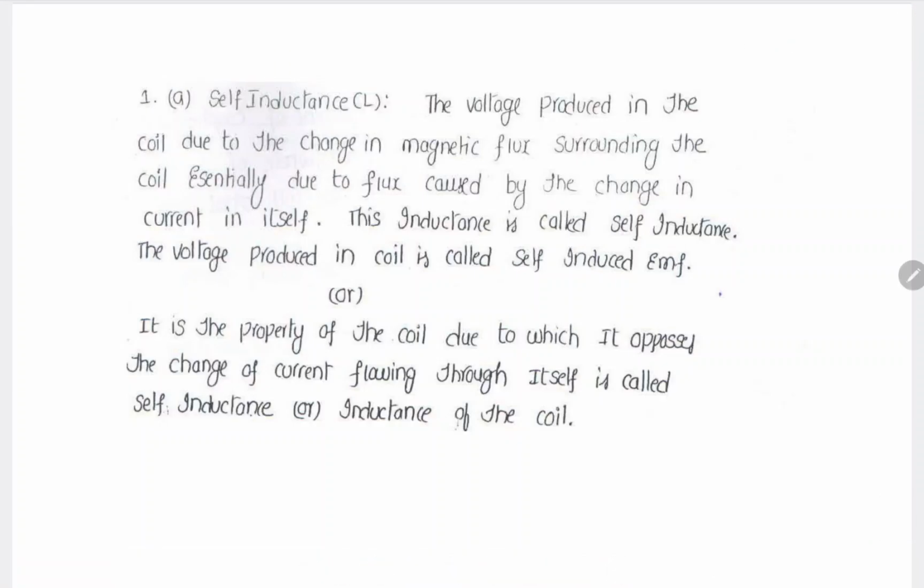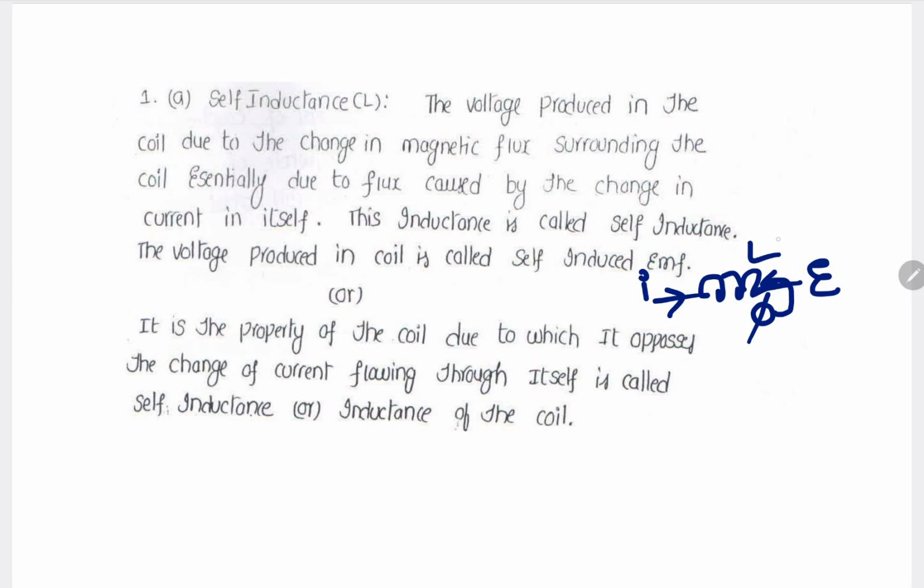Let us start with the self-inductance concept. Let us say this is a coil, and this coil's inductance is L, and current I started flowing through the coil, then flux is developed. Due to the change in this flux, the flux linking with the coil is changing, then according to Faraday's law, EMF gets induced.